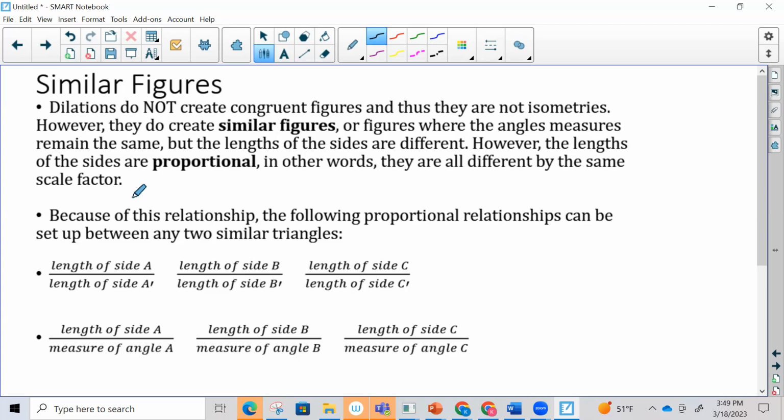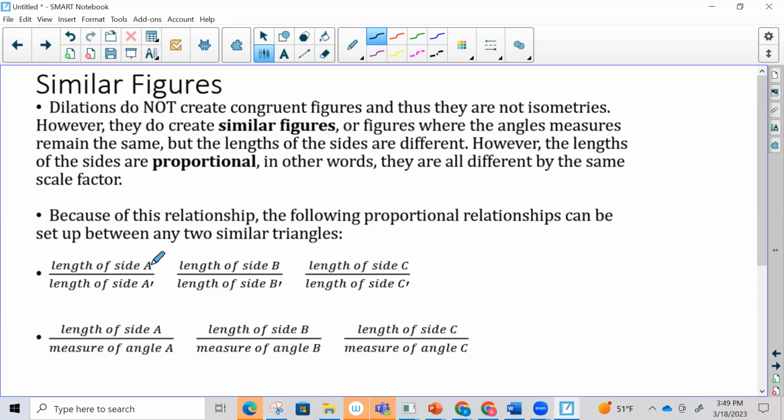If it's a bigger enlargement, then they were multiplied by a scale factor that was greater than 1. If it was a smaller reduction, it was multiplied by a scale factor between 0 and 1. But all the sides were multiplied by the same number to get the new side. Because of this relationship, the following proportional relationships can be set up between any two similar triangles.